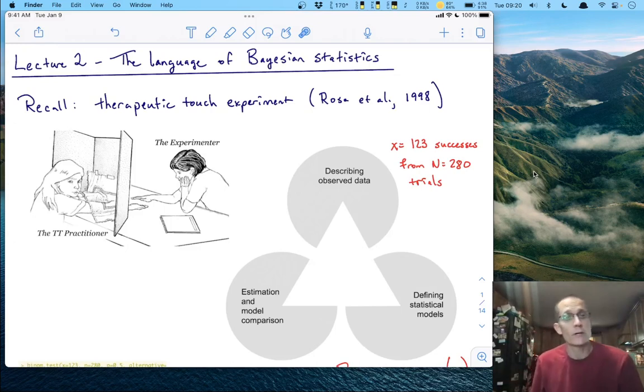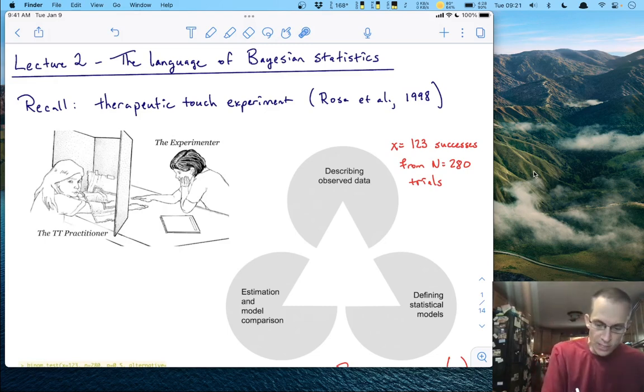So in Lecture 2, we're going to talk about the language and the basic concepts of Bayesian statistics. Now, we began talking about many of these concepts in Lecture 1, so if you haven't watched that video, you'll certainly want to start there.